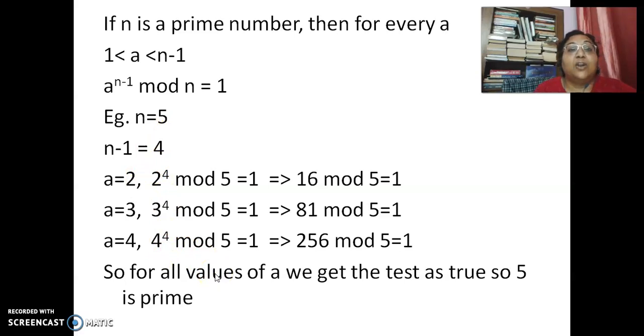Now for a very large number, it is not possible to test for all values of a. And if we end up testing for all values of a, then what is the benefit of the Fermat test? We can use the basic method to find out. So therefore we select some values of a, with some probability of success, and for those numbers we test and conclude that the number is a prime number.